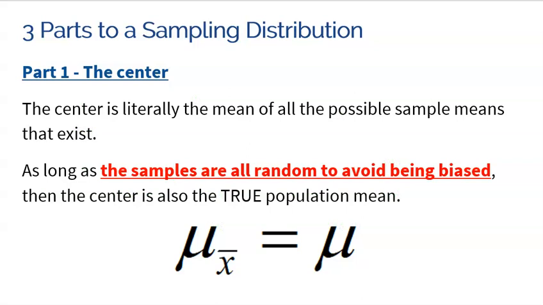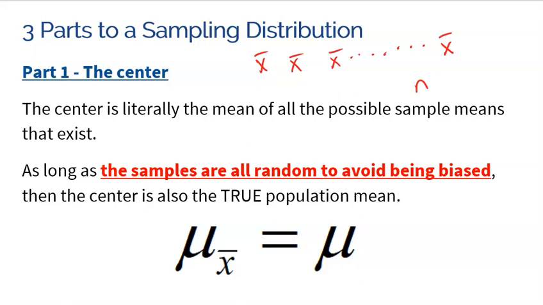All we need are three things. The first thing we need is the center. The center is literally the mean of all the possible sample means. I have to keep reminding you, and I'm going to do it until you get tired of it. A sampling distribution shows many sample means, all of the same given size. Now, the mean of all those means is going to be the truth. It's going to be the true mean.